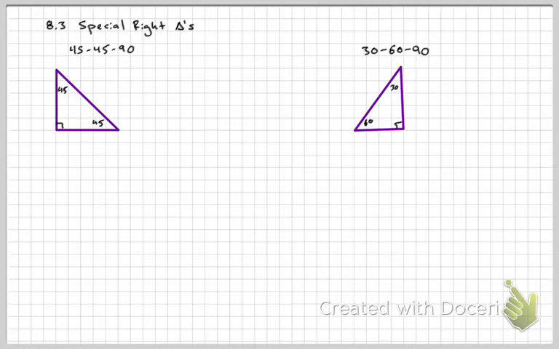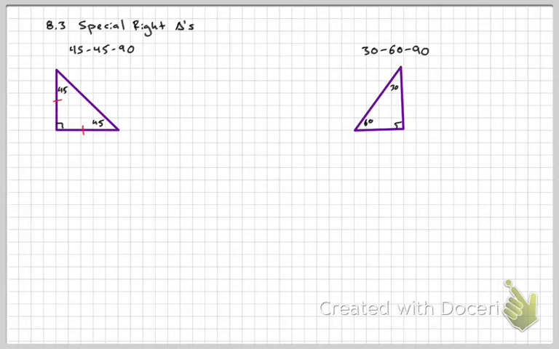Now we're going to start with the 45, 45, 90. Hopefully it jumps out to you that both of those other angles are the same. And so that would mean that these two side lengths are congruent. So a 45, 45, 90 is an isosceles right triangle. It has two congruent legs, and then it has its hypotenuse. With both of these, it's all going to be determined by what side you're given, because there is a constant relationship between the legs and the hypotenuse for both of these triangles. They're different relationships, but both are going to have relationships.